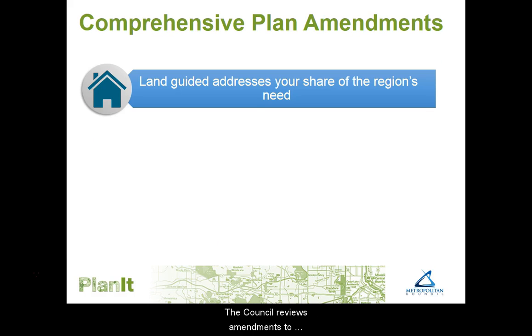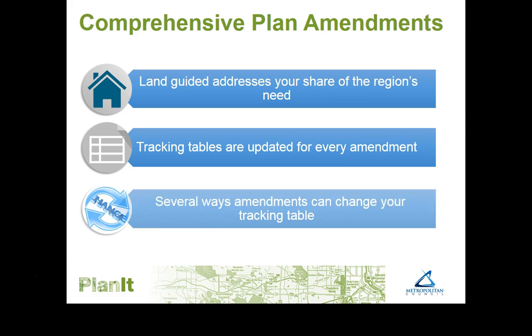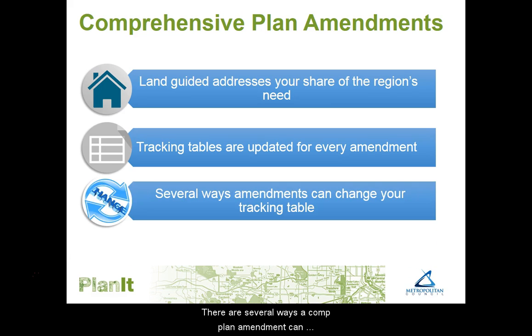The Council reviews amendments to comprehensive plans to make sure minimum density standards, such as land guided to address your share of the region's affordable housing need, continue to be met when plans are amended. Tracking tables are updated for every amendment and will be provided to you as part of our review. There are several ways a comp plan amendment can affect your tracking table for land guided for affordable housing.